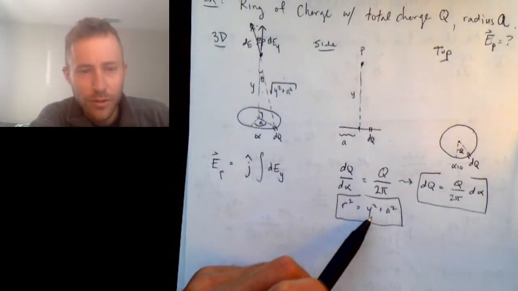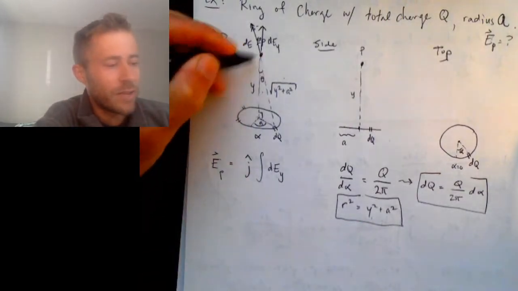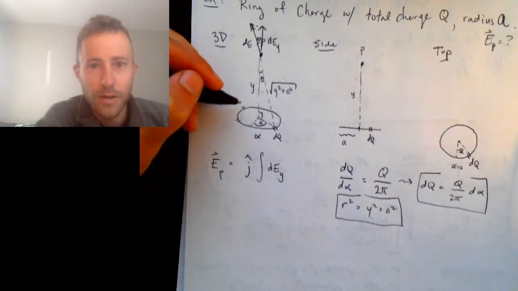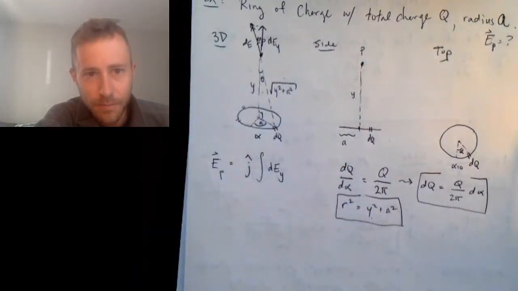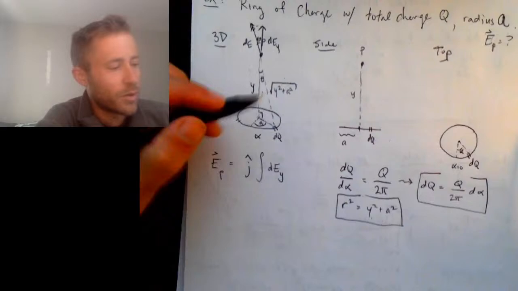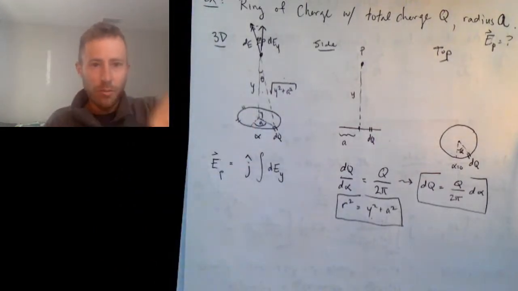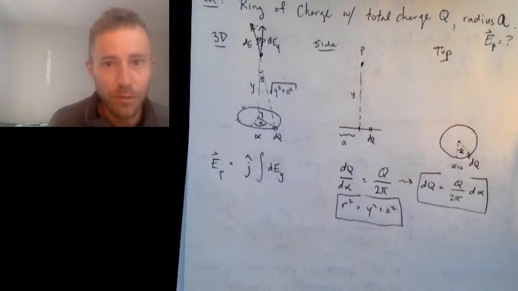Notice one of the interesting things about this is that every piece of charge on this ring is the same distance from point P. All right, so this is actually independent of alpha. Because you want to think about this like a cone. If you have a cone, all the points on the edge of the cone are the same distance out to the tip of the cone.